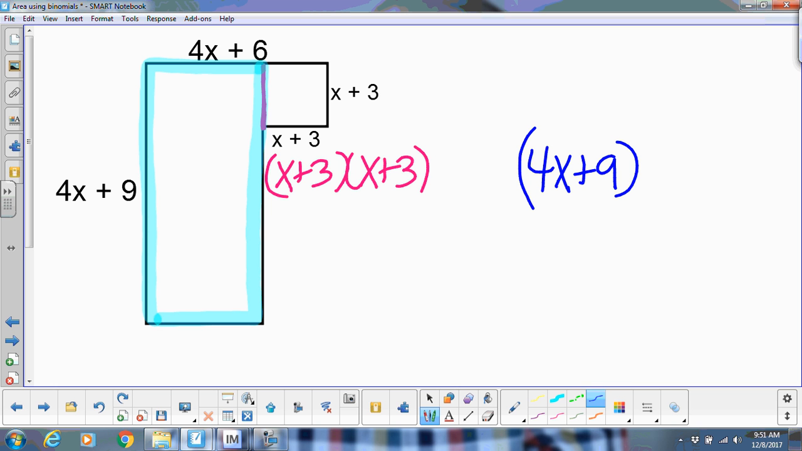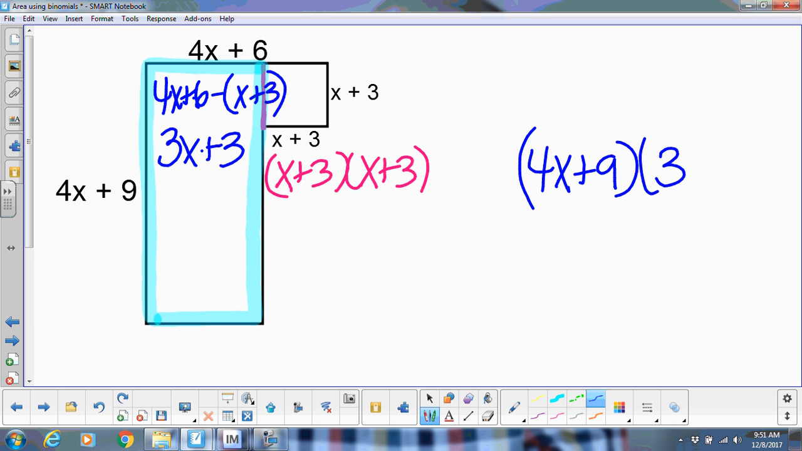And then the part we don't need is 4x plus 6 minus how much? X plus 3. So what's 4x minus x? 3x. And what's 6 minus 3? So 3x plus 3 is here. All right, finish that one out.